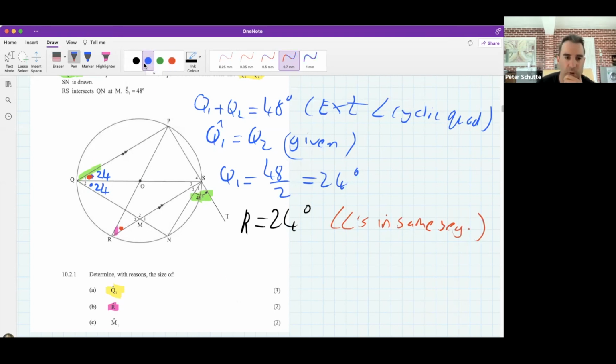Okay. Last part of the question. What is M1 going to be? So M1 is this bit down here. And I want you to think about what are some of the things you've used? What are some of the things that you haven't used? Maybe there's something that we can still use. But I'll give you a bit of time.